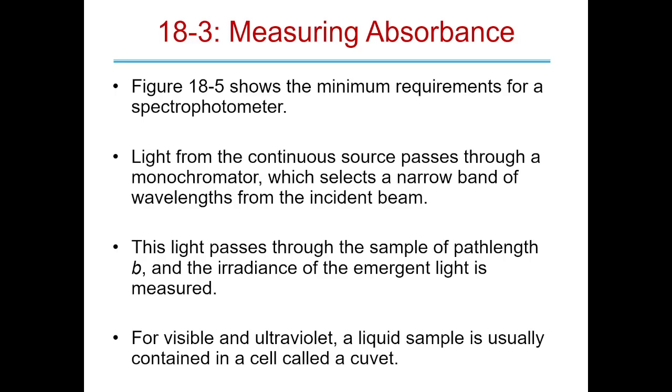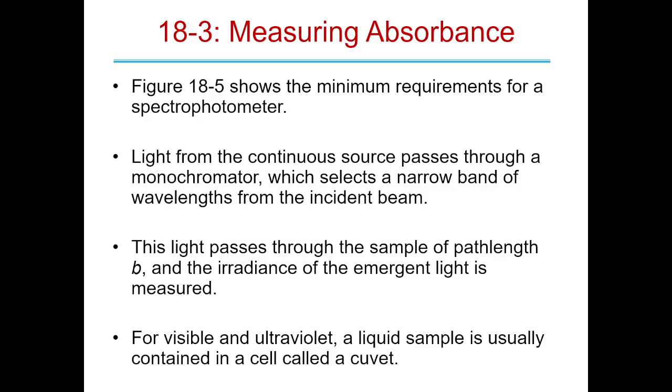So anyways, figure 18.5 shows the minimum requirements for a spectrophotometer, excuse me. The light from the continuous source passes through a monochromator, which will select a narrow band of wavelengths from the incident beam, the incident beam being the one that goes into the wavelength selector. Okay, are you guys okay with me going back and forth on that term? Okay. So incident being before you do something to it, and you're going to select a narrow range of wavelengths.